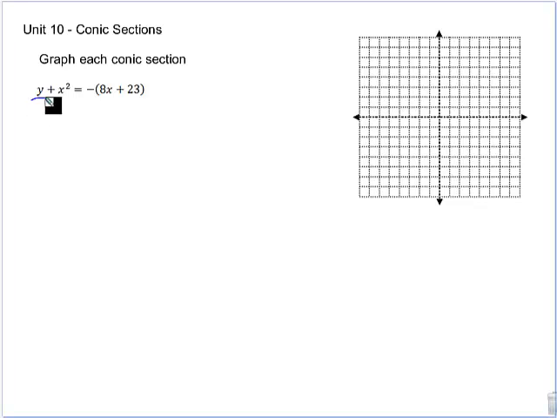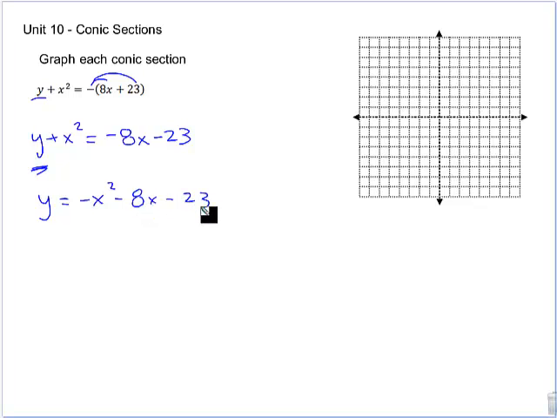First off, the y is the one that is not squared, so we want that alone. So we will first start by distributing our negative throughout. So we'll have y plus x squared is equal to negative 8x minus 23. Now, once again, we want our y alone, so we will subtract our x squared over.